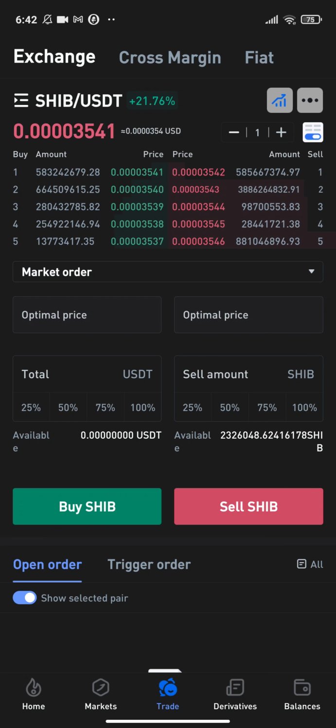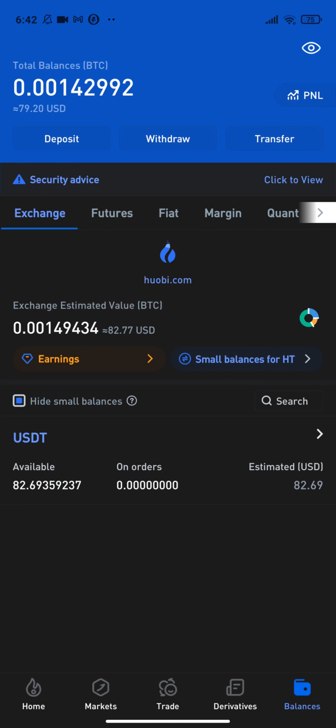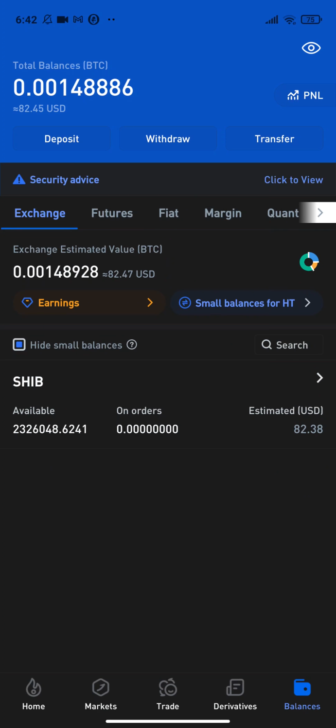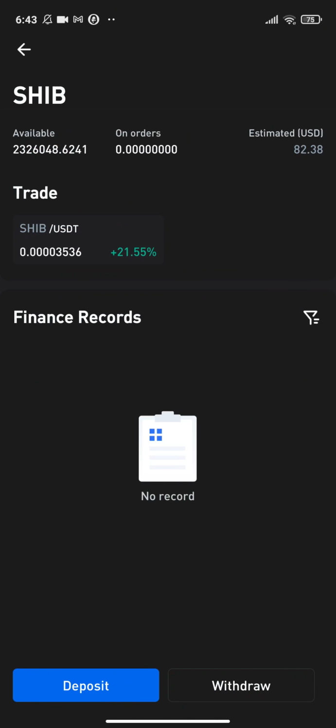I have now SHIB coin here, a lot of money in SHIB coin. Let's wait and let's keep it, and let's see if we will be millionaire by this.